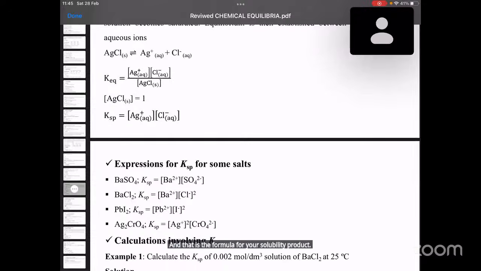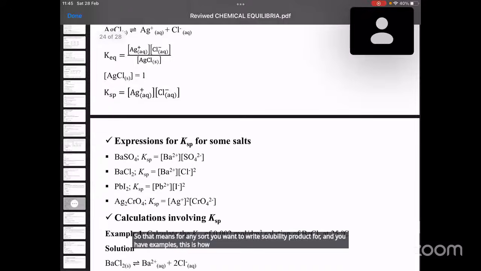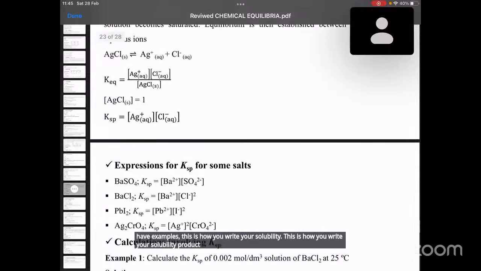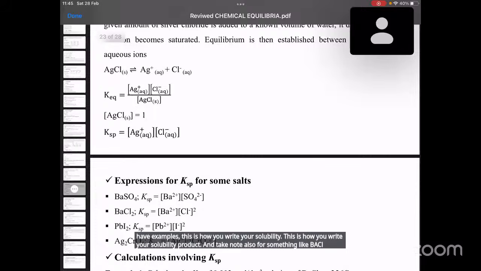So that means for any salt you want to write the solubility product for, and you have examples, this is how you write your solubility product. And take note also for something like BaCl2, you can see that the Cl is raised to the power of 2, and the barium is also raised.